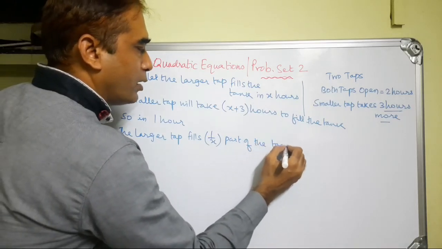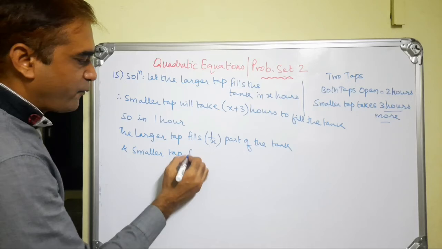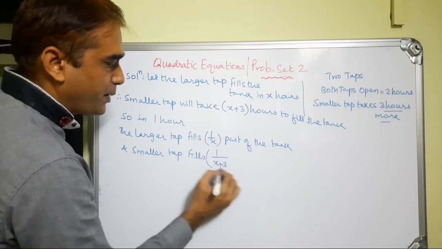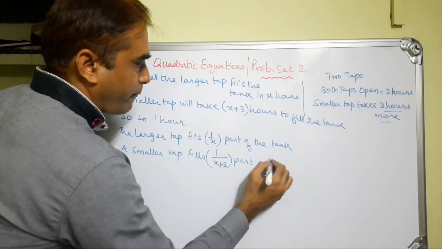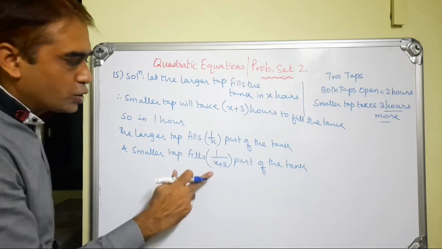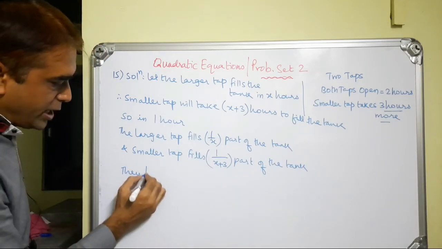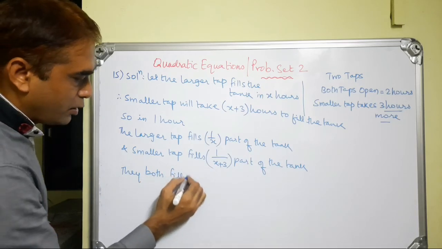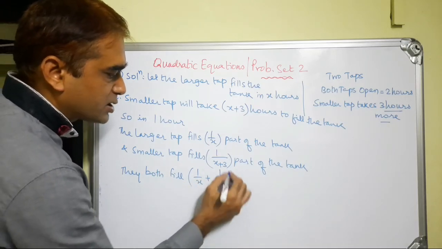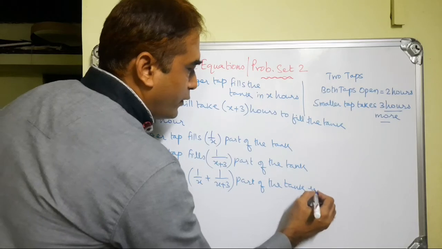1/x part of the tank, and the smaller tap fills how much part? 1/(x plus 3) part of the tank. The bigger tap fills this much part, and the smaller tap fills this much part, and how much will both do together? Both fill, their sum, 1/x plus 1/(x plus 3) part of the tank in 1 hour.